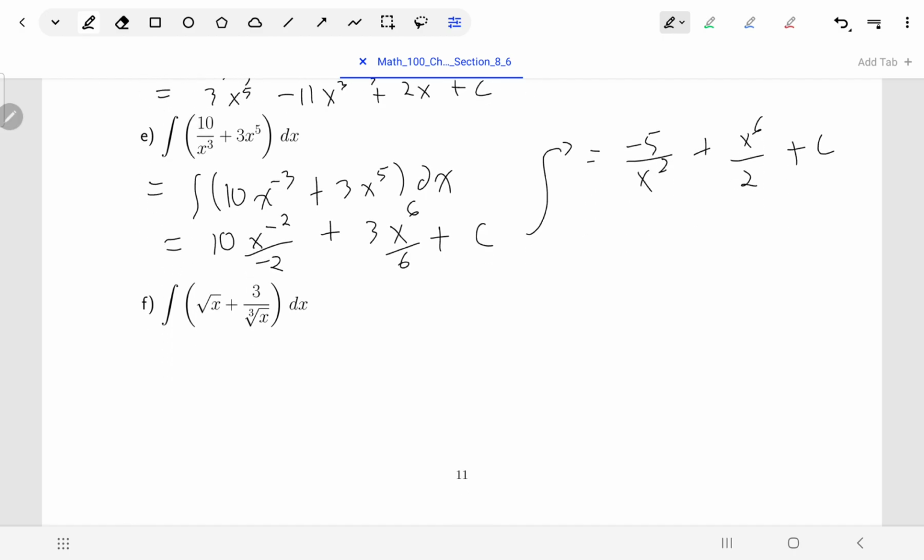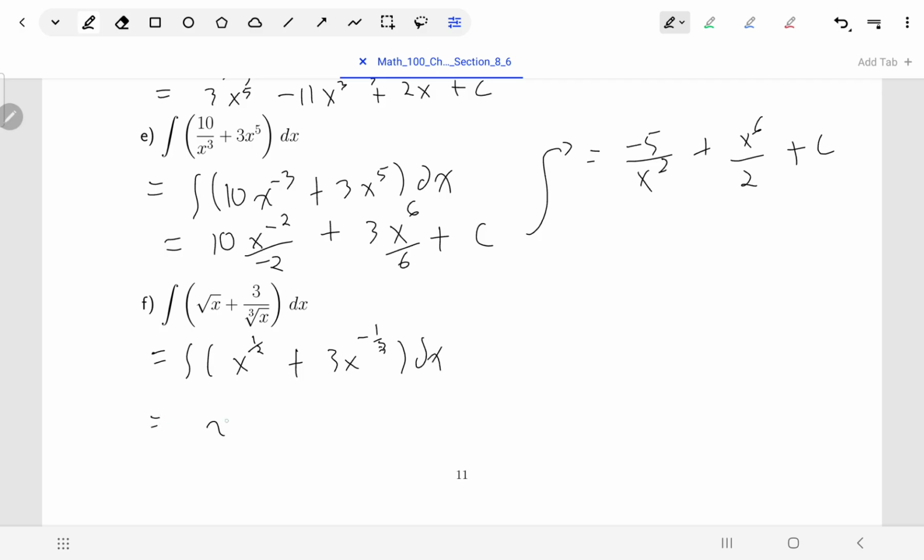Okay, last one. I'm going to do the same sort of thing. I'm going to have to rephrase these in terms of powers. So the x to the 1/2 is going to be replacing that square root of x. Cube root of x in the denominator is really x to the negative 1/3. And then away I go.